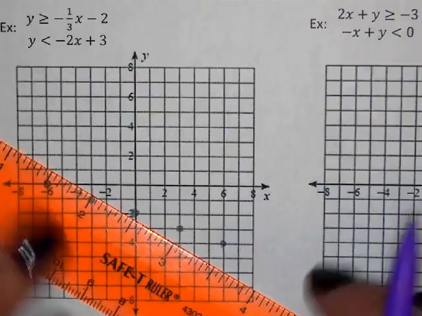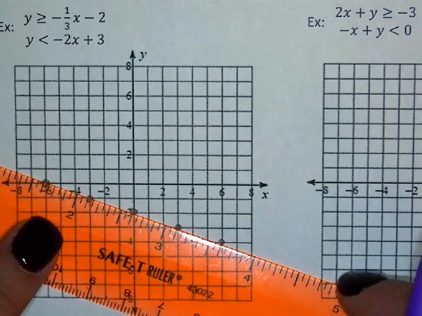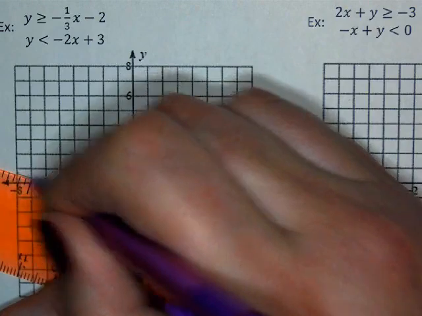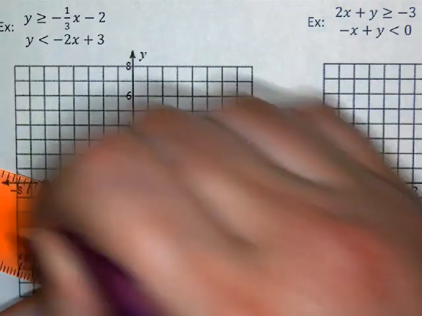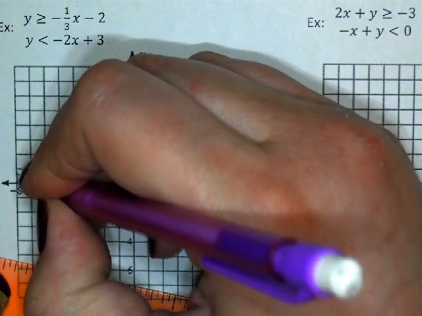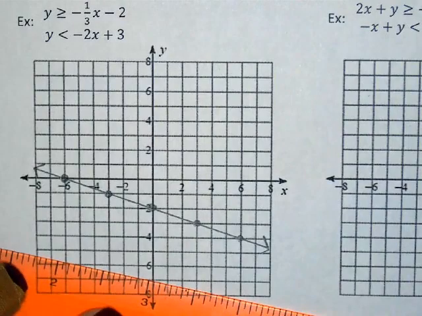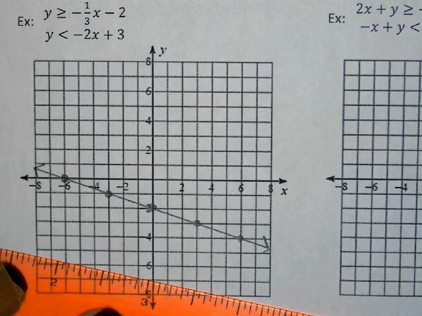Solid. Okay. And then from there, we have to decide what side of the line we should be shading on, right? Because this is an inequality, and inequalities always require some shading. So what point would you guys like to plug in to figure out the shading?